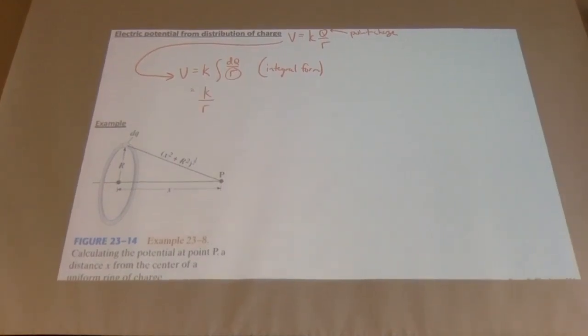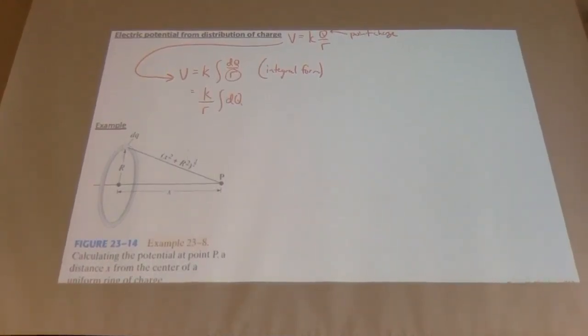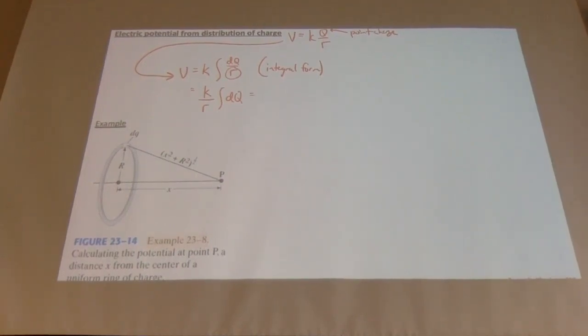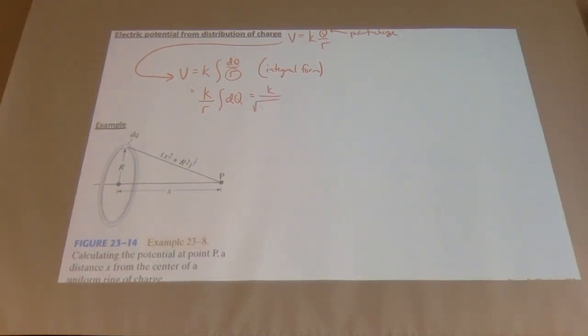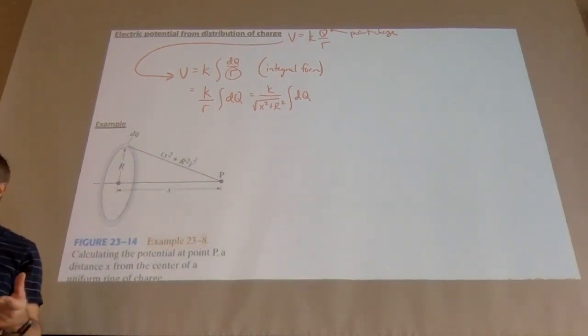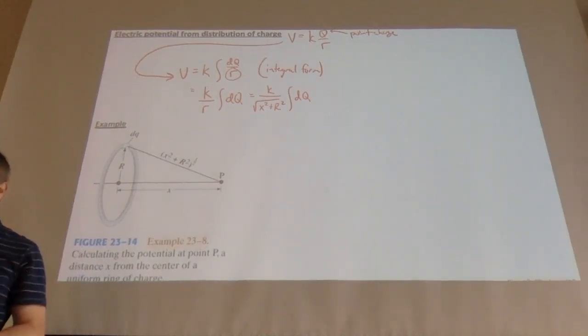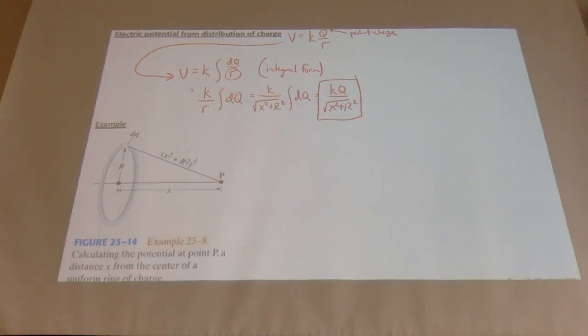So I've got k over r, integral dq. And then we can express r as what they have there, the square root of x squared plus r squared. So I've got k over the square root of x squared plus r squared, integral dq. And we're basically done, believe it or not. If I'm just doing the integral of all the little pieces of charge, what is all the little pieces added up? It's just q. So this is kq over the square root of x squared plus r squared. Wow, that was fast. That happened ridiculously fast.